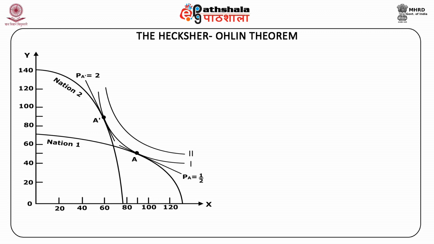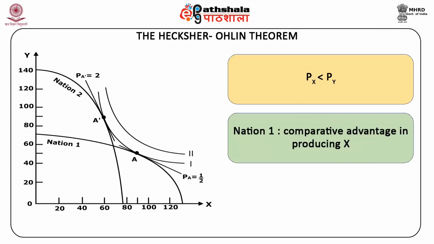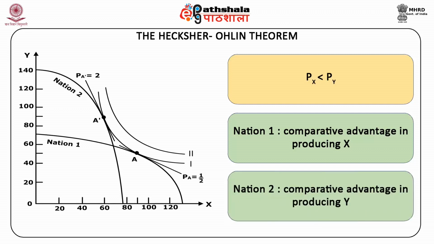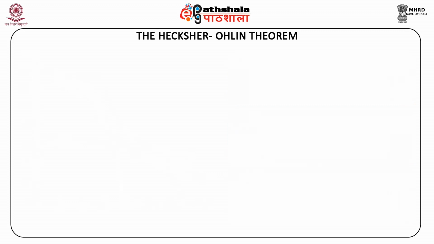From the above diagram, it can be clearly seen that the price of X is less than the price of Y. This means nation 1 has a lower price for commodity X and thus holds a comparative advantage in producing commodity X. And similarly, nation 2 has a comparative advantage in commodity Y. Now let us look at how equilibrium is achieved when two nations trade with each other.